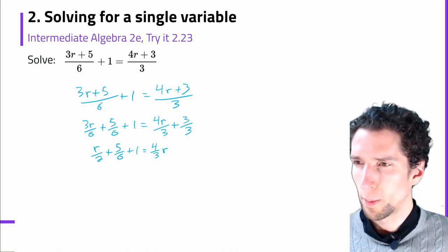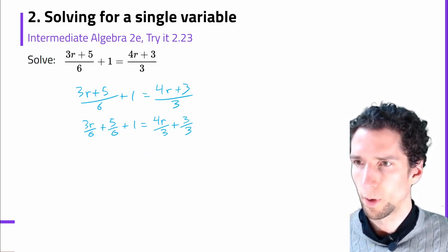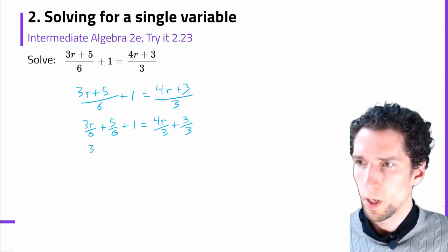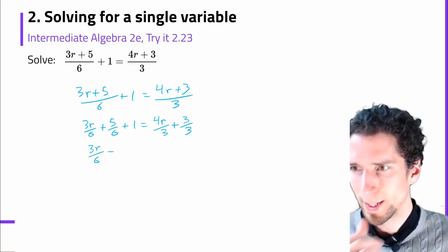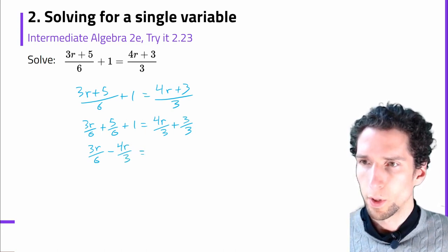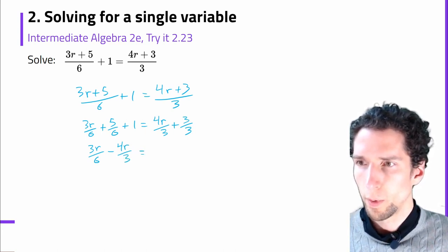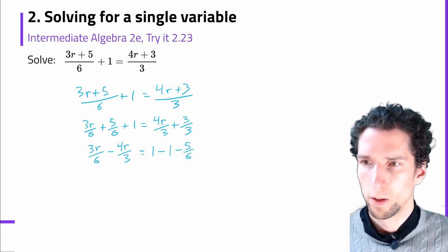I am going to have to multiply back anyways. Let's take a few steps back. Let's not reduce that. So 3r over 6, and the 4r over 3 will move to the left, so minus 4r over 3. And moving our other terms over, we have 3 over 3, that's just 1. And we have minus 1 here from the left side, and also a minus 5 over 6 here.